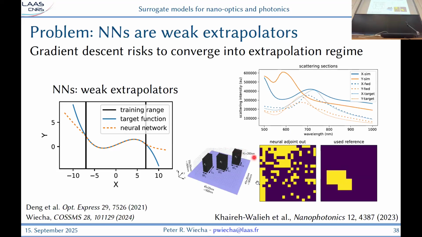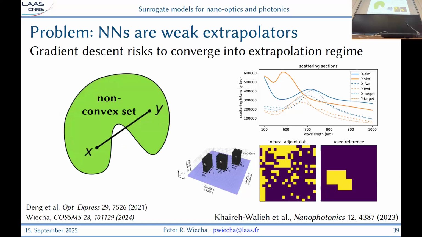For example, a nanostructure which is parameterized by a top view image, in pixel basis. Then if you apply this gradient descent, you very quickly get these kinds of completely pixelated patterns, but which are totally wrong. If you do a simulation, it's completely wrong. And this is because the gradient descent pushes the proxy model into its extrapolation regime, where the proxy model may think that the solution is correct, but in reality it's totally wrong.